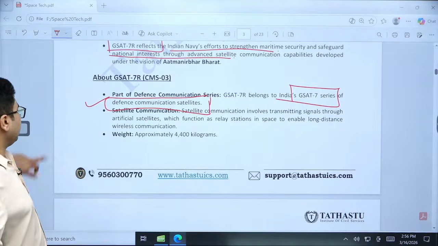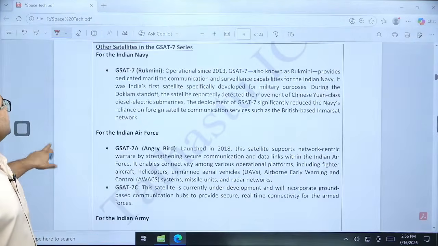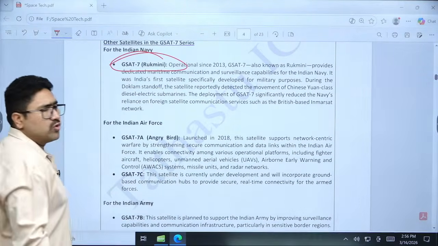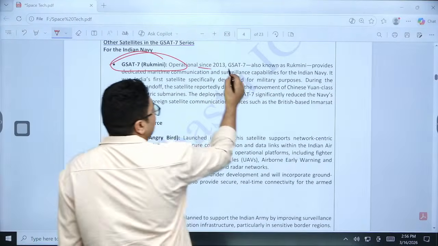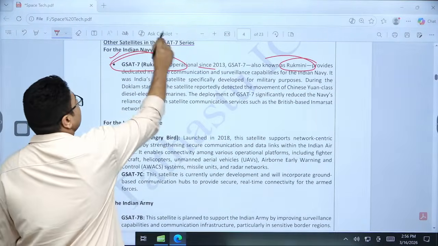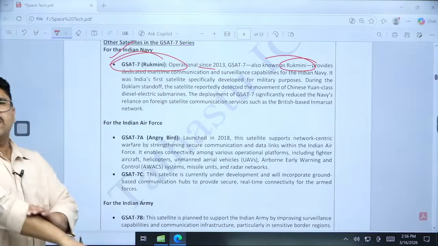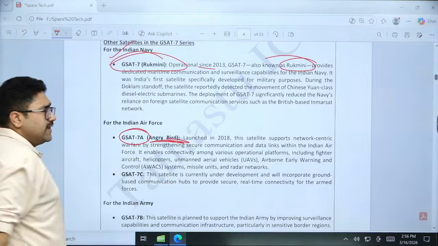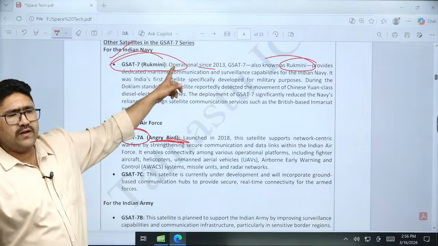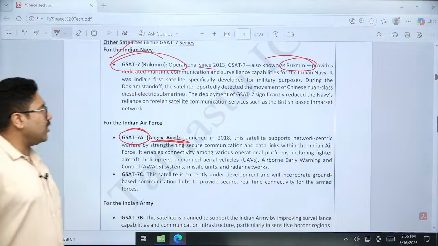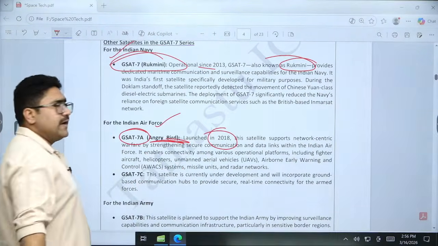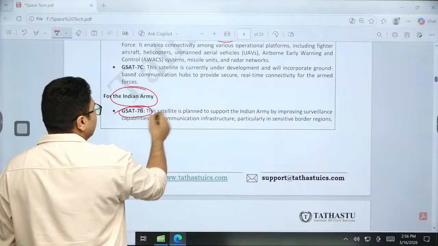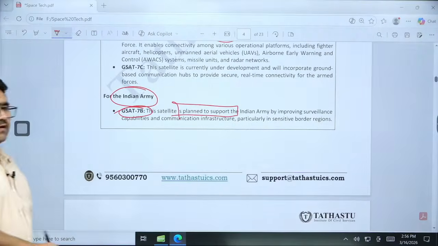Before that, we can also see that there are several other satellites that are launched. For example, we have GSAT-7, which was known as Rukmani. It was launched in 2013 and it was used by Indian Navy for communication purposes. Similarly, GSAT-7A, also known as Angry Bird, launched in 2018, again used for Indian Air Force. Similarly, we have for Indian Army 7B, which is yet to be launched. It is still under planning stage.